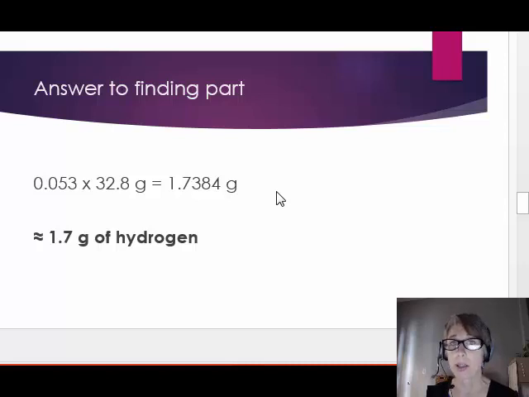Since the percentage and the mass are both measured values, we will use our sig fig rules here for multiplication, and our final answer should have 2 sig figs. So I will round my final answer to 1.7 grams of hydrogen.